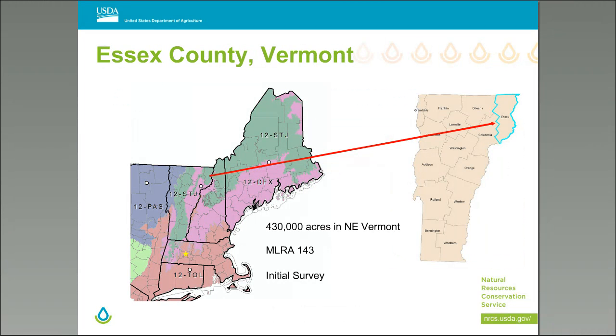So back to Essex County, let's give you a little bit of context here. Where in the world is it? It is in the far northeast corner of Vermont, which is in the northeast corner of the country. It borders Canada and New Hampshire. It's about 430,000 acres, and it's part of MLRA 143. And like I said before, it was an initial soil survey.